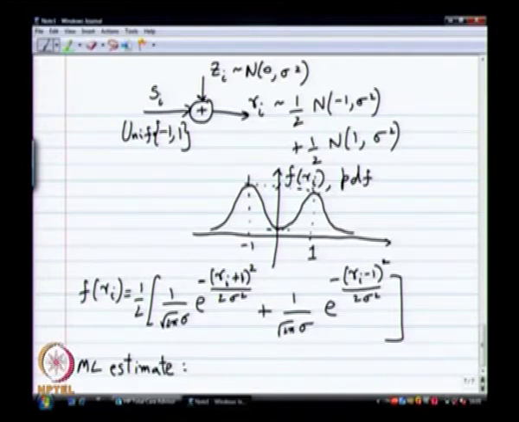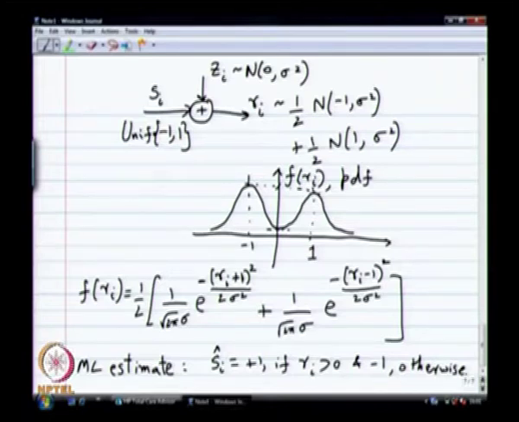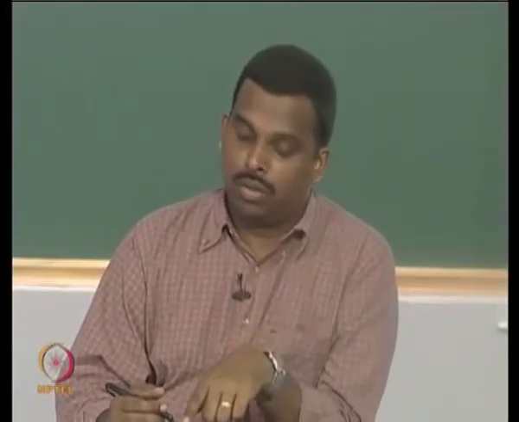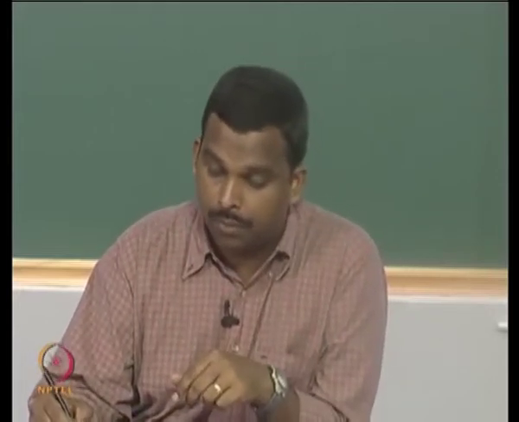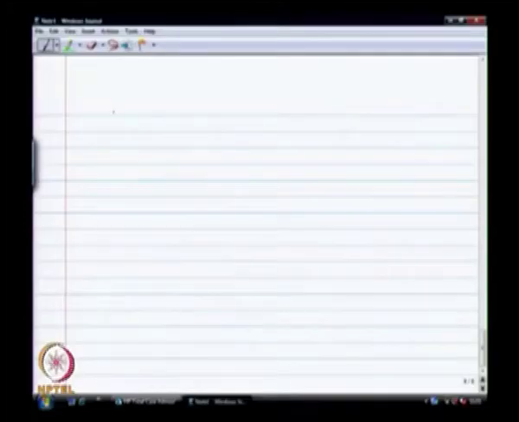You can also compute it correctly. I think most of you should have enough experience to know what I mean when I say this. Si cap is plus 1 if Ri is greater than 0 and minus 1 otherwise. So basically you can do what is called slicing. You can slice Ri, this is a very crude term to use to express this. You do a slicer, it will work like that. Let me write that down also.